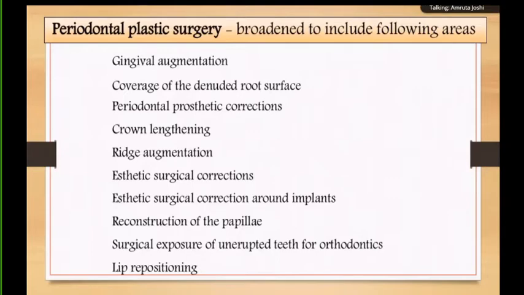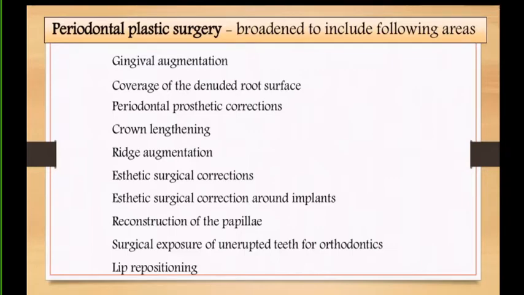These are the procedures that you can see here. It includes gingival augmentation, coverage of denuded root surface, periodontal prosthetic corrections, for crown blending, for the placement of prosthetic crowns, ridge augmentation, aesthetic corrections. Then there is reconstruction of the interdental papilla between two teeth. Then there is surgical exposure of unerupted teeth for orthodontic purposes, and there is lip repositioning.